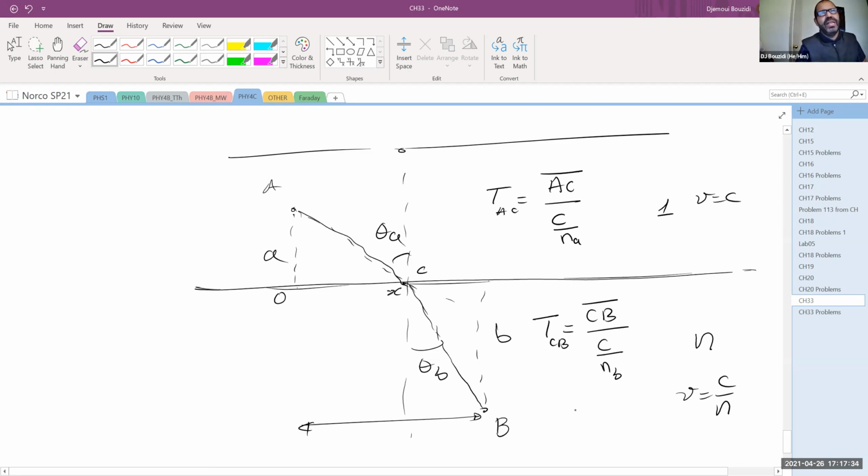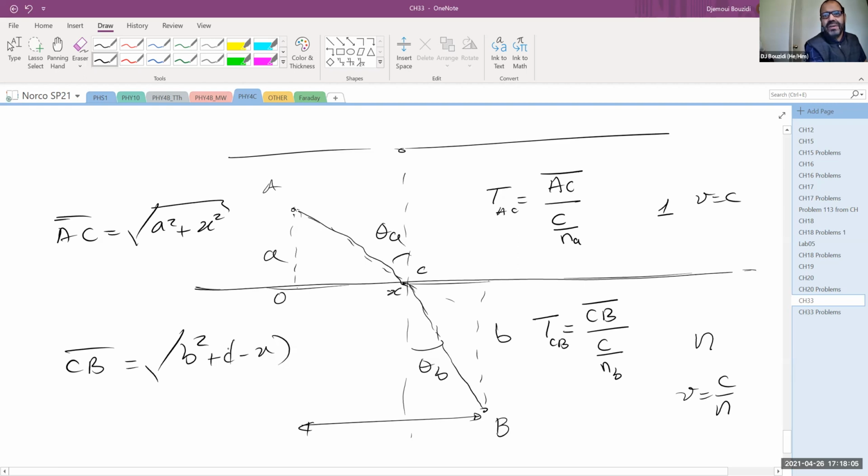That is the only thing that is different than the first expression. Everything else is identical. The distances are the same. Again, this distance is clearly from this geometry equal to A squared plus X squared under the square root. So AC is equal to the square root of A squared plus X squared. And CB is equal to the square root of B squared plus this distance, which is D minus X squared, okay? So plugging into that expression, everything will be the same with the exception of this NA and NB.